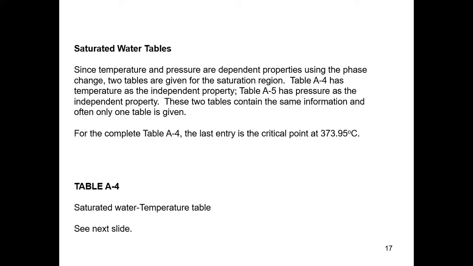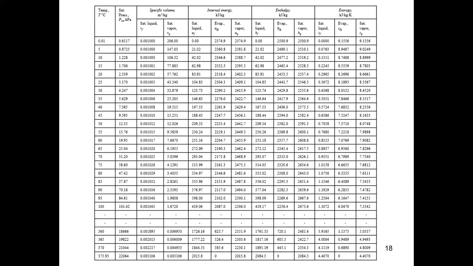Since temperature and pressure are dependent properties during the phase change, two tables are given for the saturation region. Table A4 has the temperature as the independent property. Table A5 has pressure as the independent property. These two tables contain the same information, and often only one table is given. For the complete table A4, the last entry is the critical point at 373.95 degrees Celsius. And here is the table.